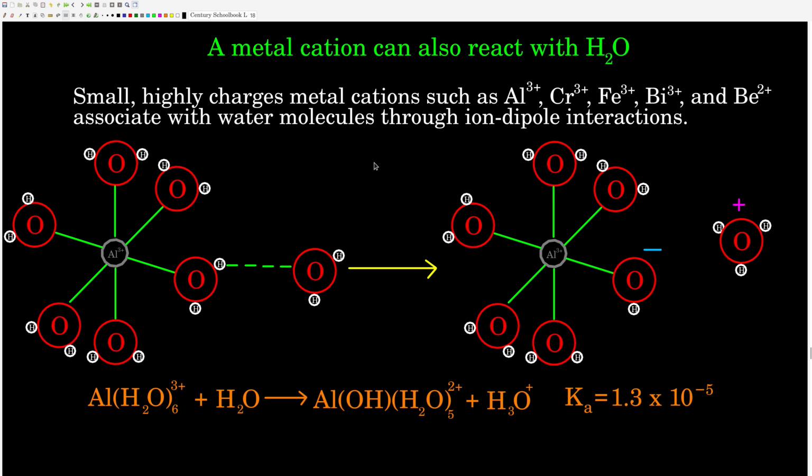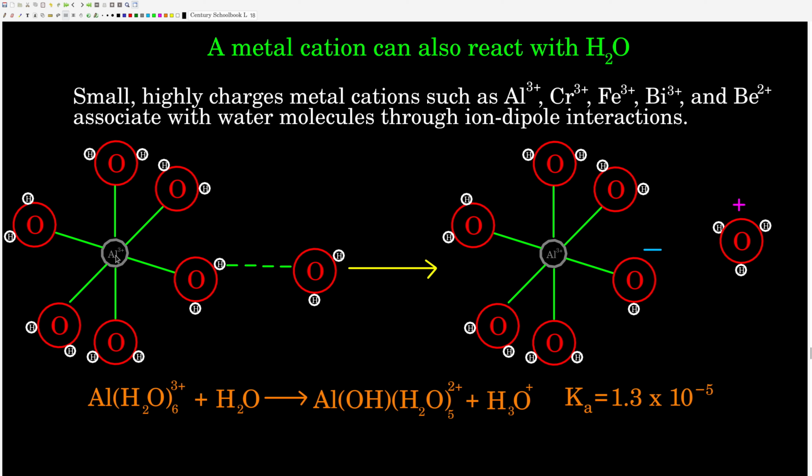And so what happens is we get the water molecules associating with these ions through ion-dipole interactions, intermolecular forces. So it looks something like this. This would be the aluminum ion. So I'm talking about aluminum. I just picked aluminum for an example.